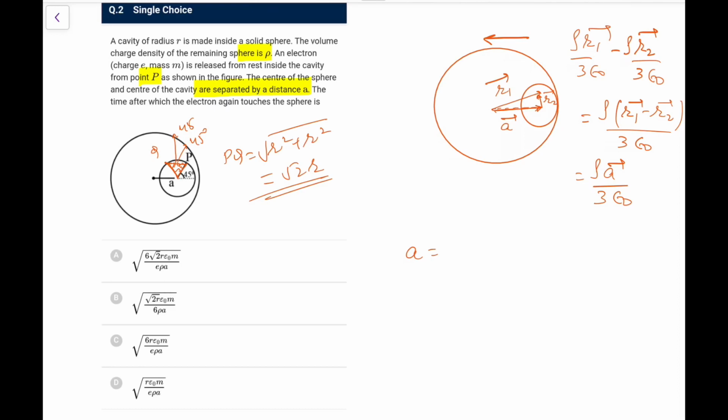Acceleration would be F by m. F is E into e. E is rho A by 3 epsilon naught, divided by mass of electron.